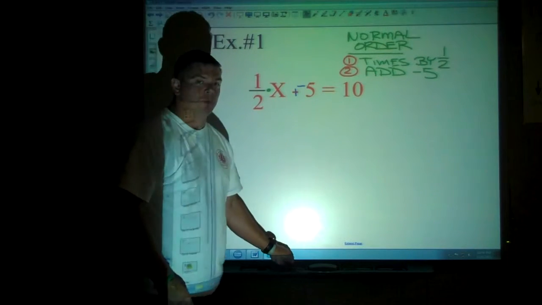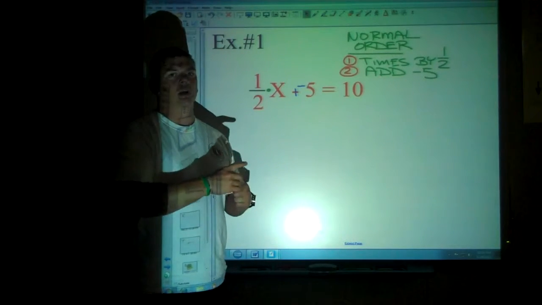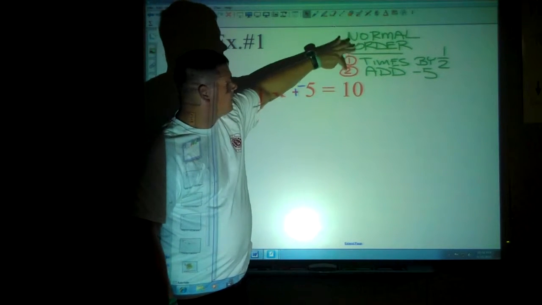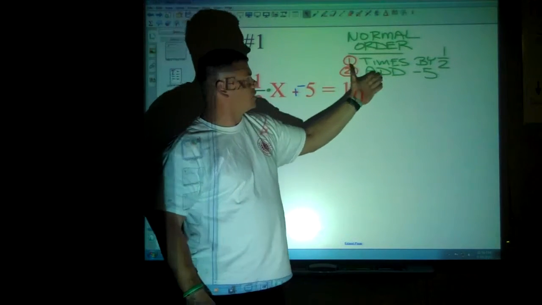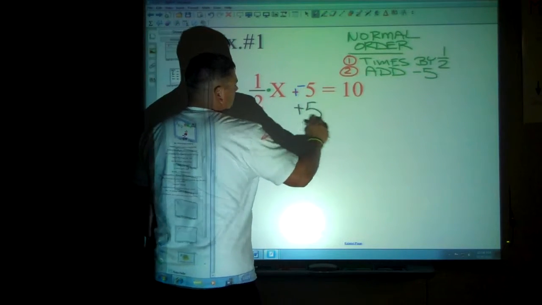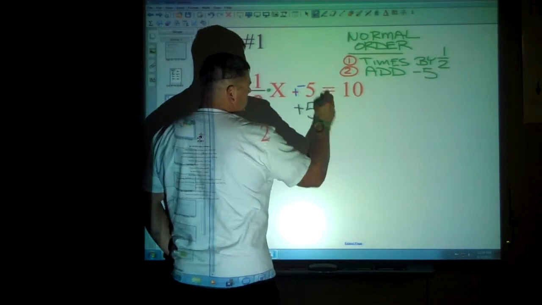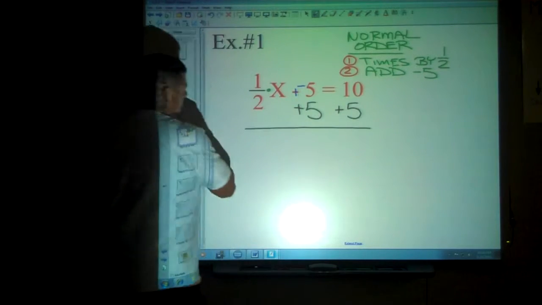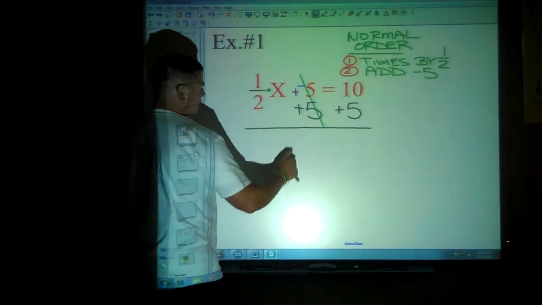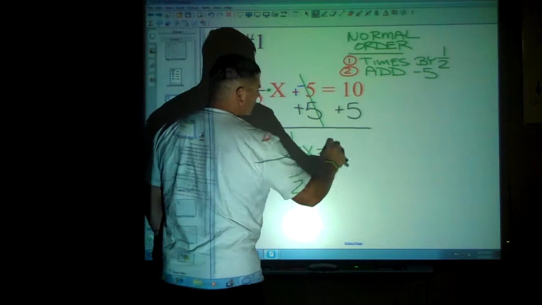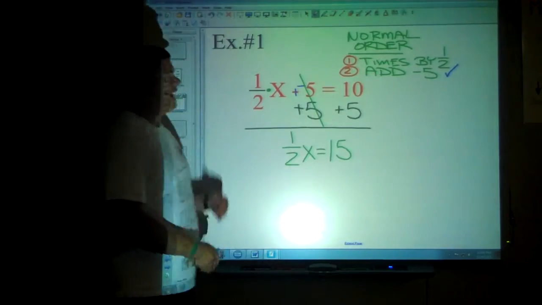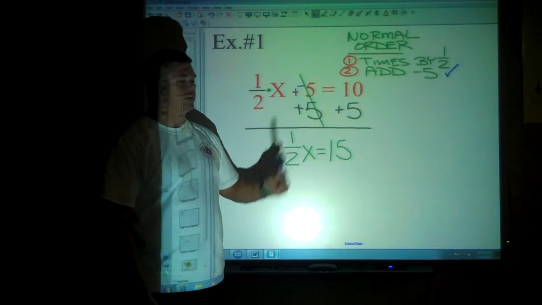Now, in order to use inverse operations, we've got to reverse the order and do the opposite. So if we reverse the order, this is no longer going to be first, that's going to be first. And I've got to do the opposite. What's the opposite of adding negative 5? Adding positive 5. So I will add positive 5. But remember, what you do to one side of the equal sign, you must do to the other side of the equal sign. Now we multiply. Those cancel out. I'm still left with 1/2 x is equal to 15. I just did the opposite of adding negative 5, and I added positive 5.